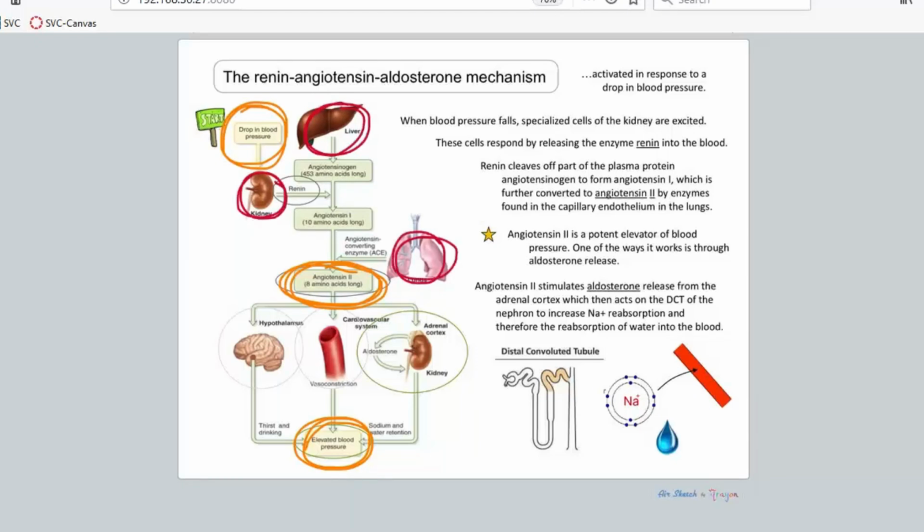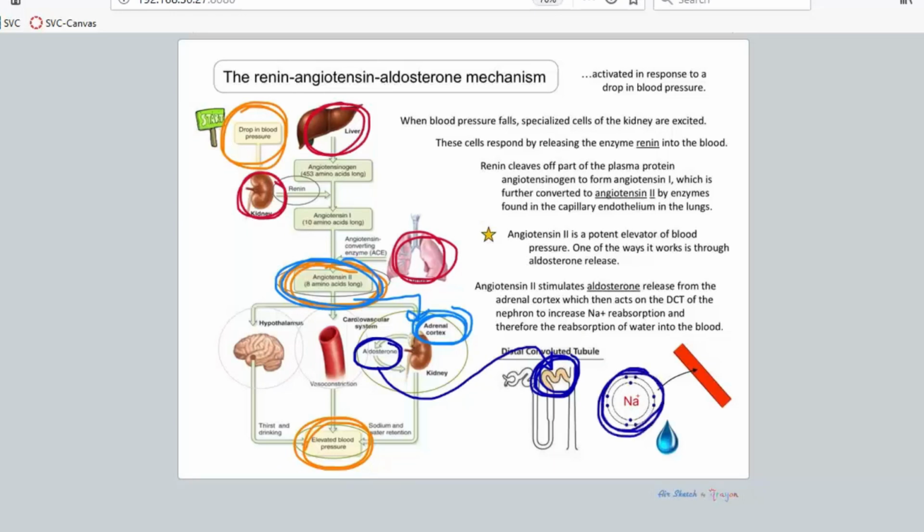But now we have this angiotensin 2 molecule circulating around in the blood. And what does it do? One of the things that it does is it acts on the adrenal cortex, and it causes the release of aldosterone. Aldosterone circulates around in the blood, and then it comes back and acts on the kidneys. Where specifically does it act? It acts on the distal convoluted tubule. And what happens when aldosterone acts on the distal convoluted tubule? It takes sodium that's in the filtrate, and it causes it to be reabsorbed, to return to the blood.